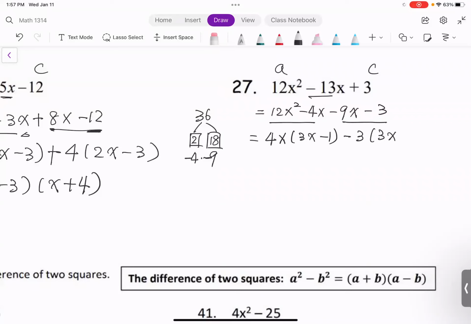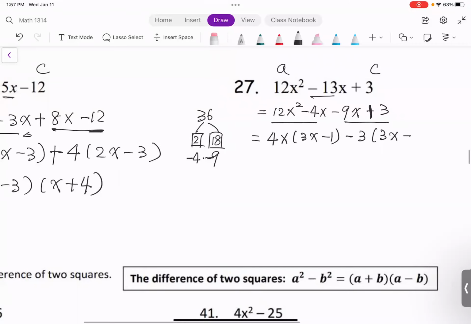Oh, sorry. Don't copy down the wrong sign. Minus 1. Why should I say minus 1? Because if I factor out the negative 3 from 3, I have a negative 1 left. Then factor out the 3x minus 1. We have 3x minus 1 times 4x minus 3.